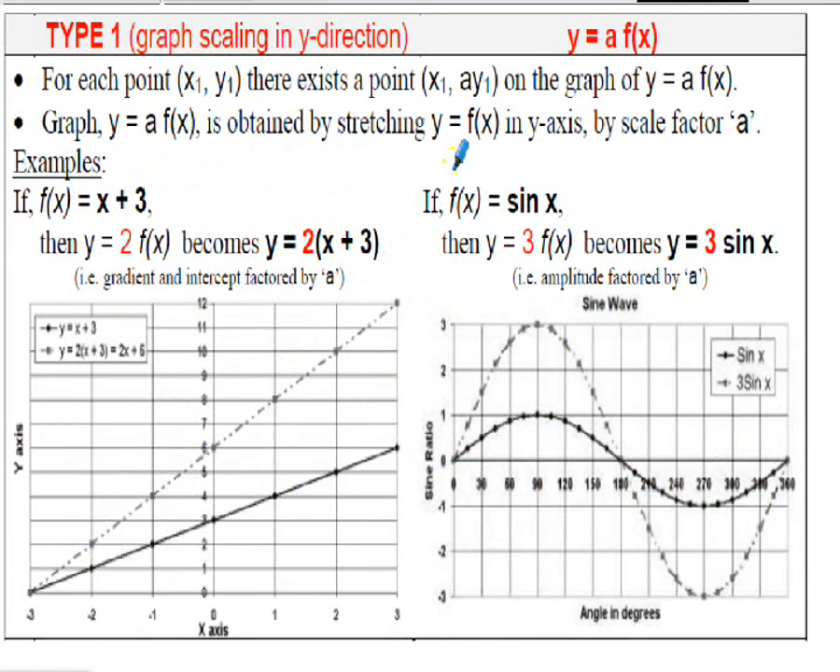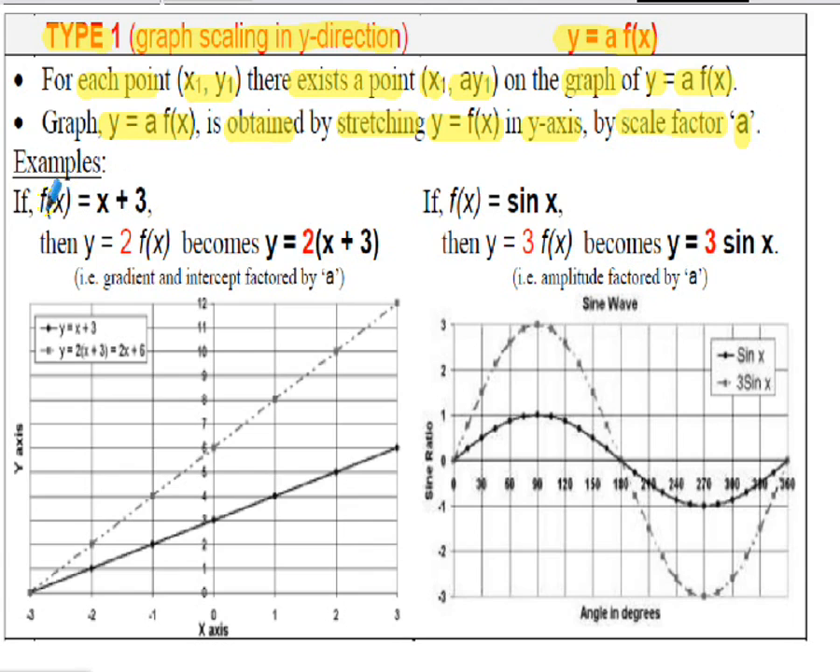So let's now consider the 6 types of transformation. Type 1, scaling the graph in the y direction. y is equal to a multiplied by the function of x. For each point x1, y1, there exists a point x1, a y1 on the graph of y equals a multiplied by a function of x. The graph of a multiplied by the function of x is obtained by stretching the y is equal to the function of x in the y-axis by the scale factor of a, the constant a.